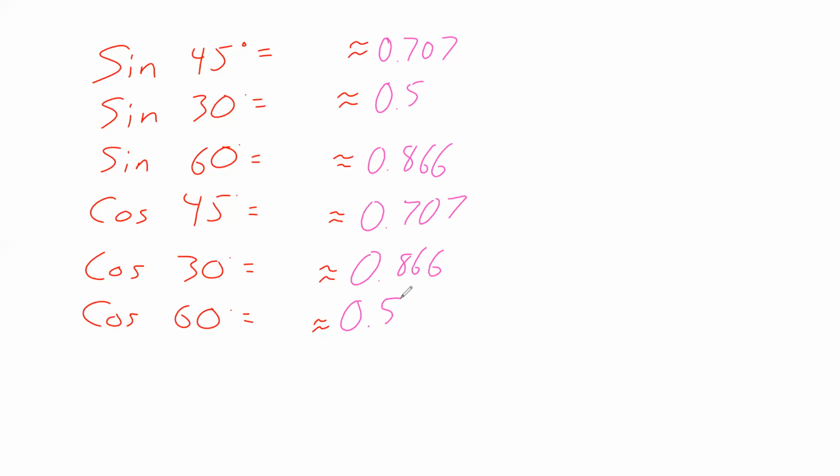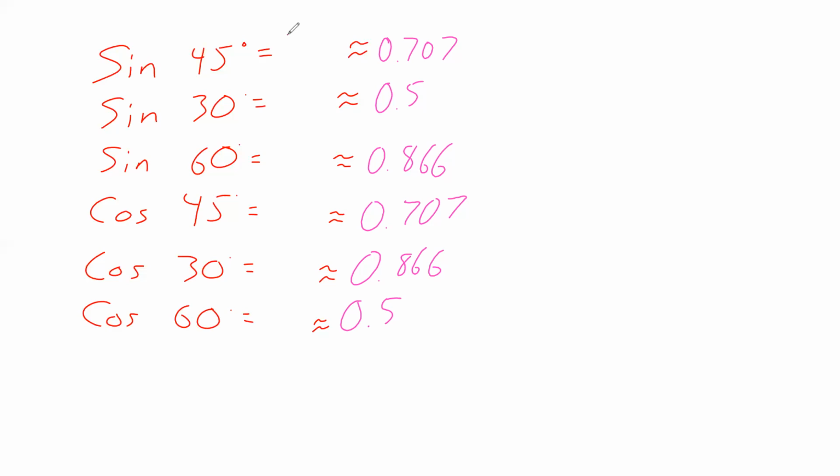Again, I gave you values that were complements. Sine of 45, cosine of 45. Once you found sine of 45, you should know that cosine of 45 is going to be the same thing. Sine of 30 is 0.5. Cosine of 60 would be the same as that sine of 30. Sine of 60 and cosine of 30, again, also the same thing. Now, I did do approximations here because that's how most of your calculators gave it to you.